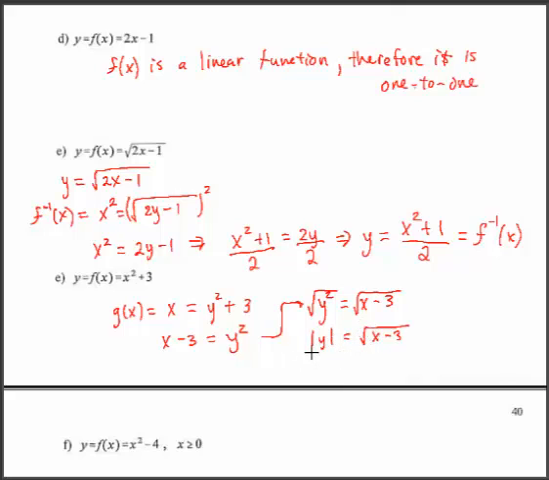And so what that says is that this results in two different expressions for y: y equals a positive square root of x minus 3 and y equals a negative square root of x minus 3. Okay, this is not a function. For one input, we get two different outputs. So the inverse function for f in part E does not exist.